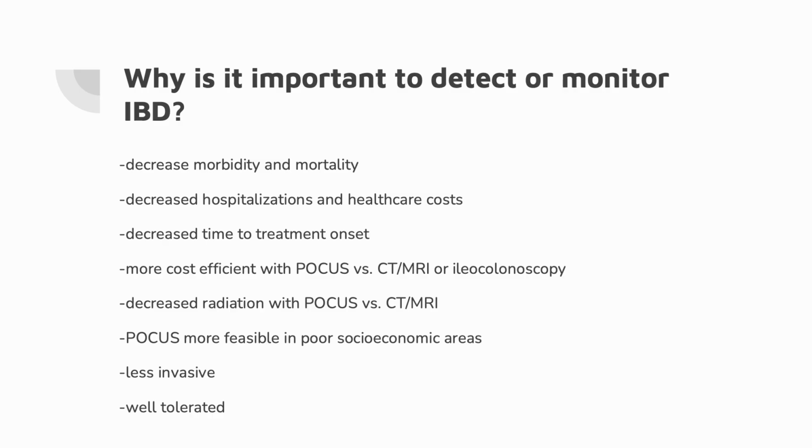The reason it's important to detect or monitor IBD is for several reasons. We can help decrease morbidity and mortality in our patients. We can decrease hospitalizations and healthcare costs and the time to treatment onset. And obviously using POCUS, it can be a little bit more cost efficient. Instead of getting serial CT or MRI scans, these are very expensive tests. We can decrease the radiation in our patient population by using ultrasound. Specifically in pregnant patients, this might be useful, whereas you really don't want to use a CT or MRI.